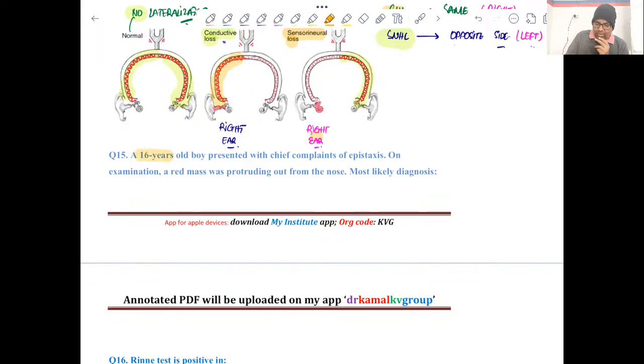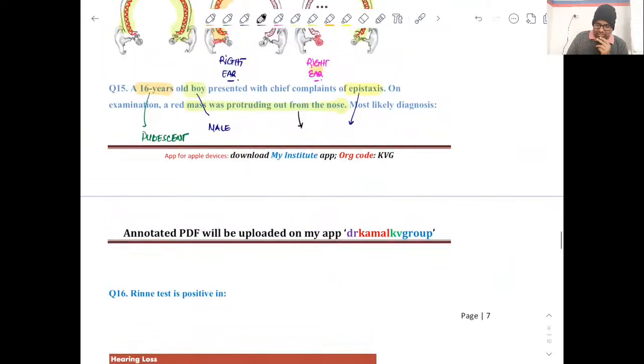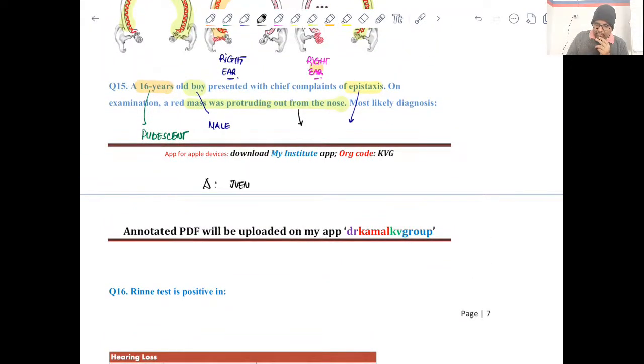A 16 years boy presented with epistaxis, and there was a mass protruding from the nose. Most likely diagnosis? I think this is a pretty straightforward question. Pubescent male, right? So pubescent male, recurrent epistaxis, and there is a mass. Very good. So this is a classical description for juvenile nasopharyngeal angiofibroma.